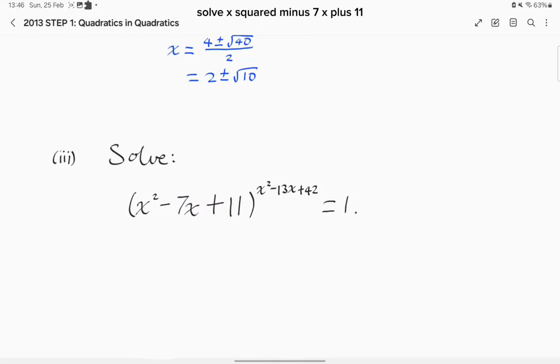Solve (x squared minus 7x plus 11) all to the power of (x squared minus 13x plus 42) equals 1. Pause the video to have a think, and once you're ready, restart to see if you're right.